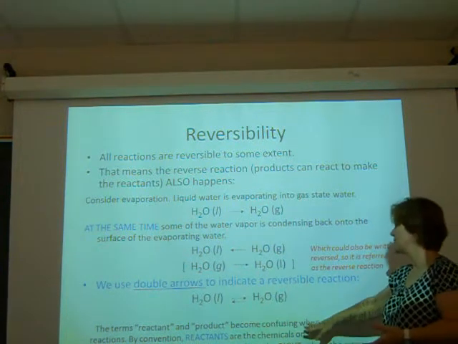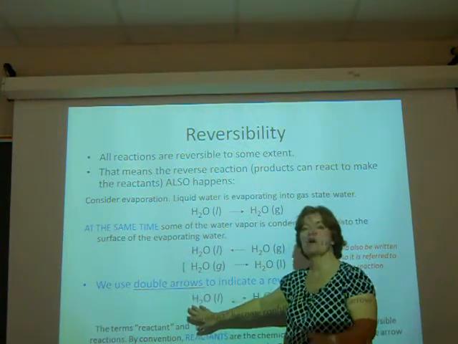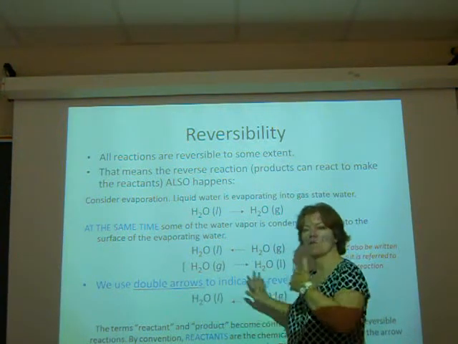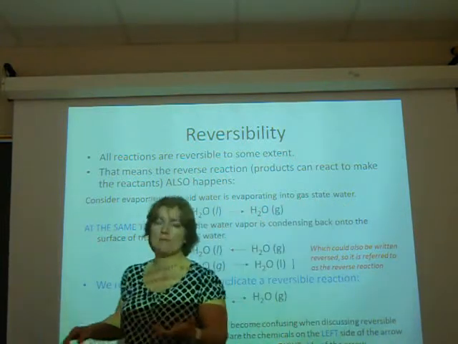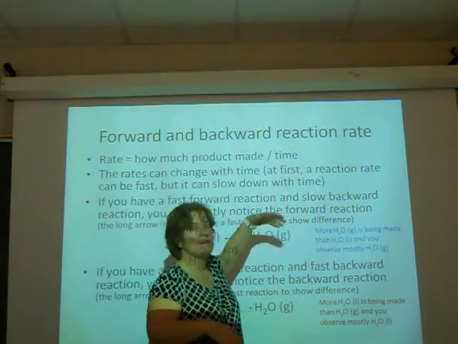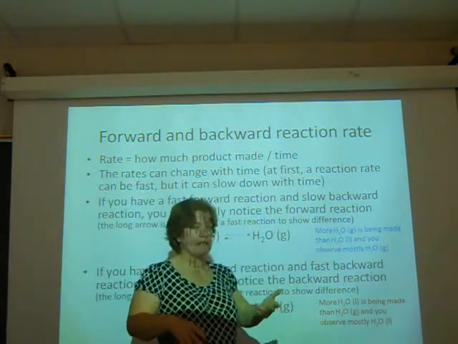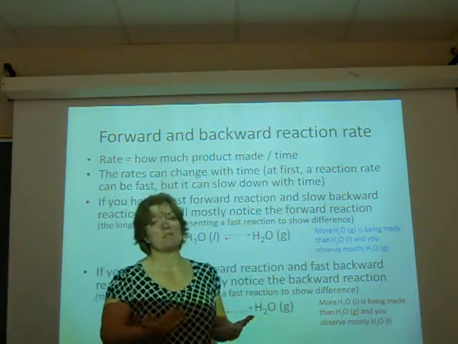So again, by convention, we're going to talk about the things we write on the left. When we see these double arrows, the ones on the left we'll refer to as reactants, the ones on the right we'll refer to as products. So let's see what can happen with some of these. Again, we're going to talk about that forward and backward rate. So the rate at which things combine is different for different reactions.